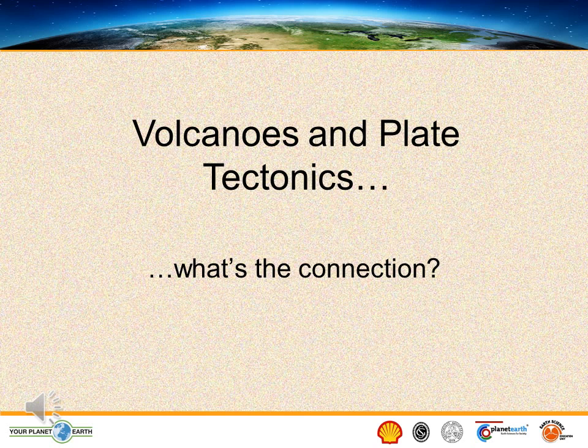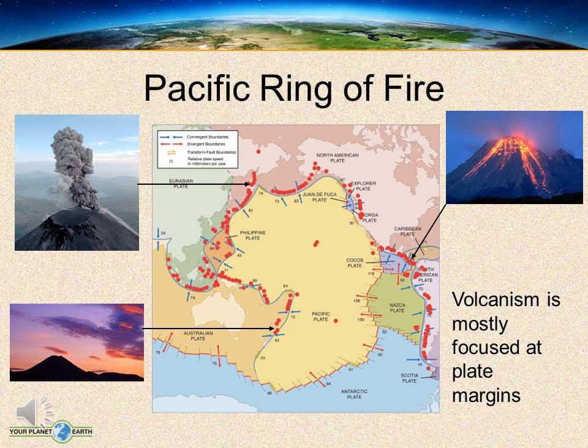What's the connection between volcanoes and plate tectonics? This map shows the margin of the Pacific tectonic plate and surrounding region. The red dots show the location of active volcanism. Notice how the majority of the volcanism is focused in lines along the plate boundary. For this region, this area is known as the Pacific Ring of Fire. But why are all the volcanoes located at the plate margins?